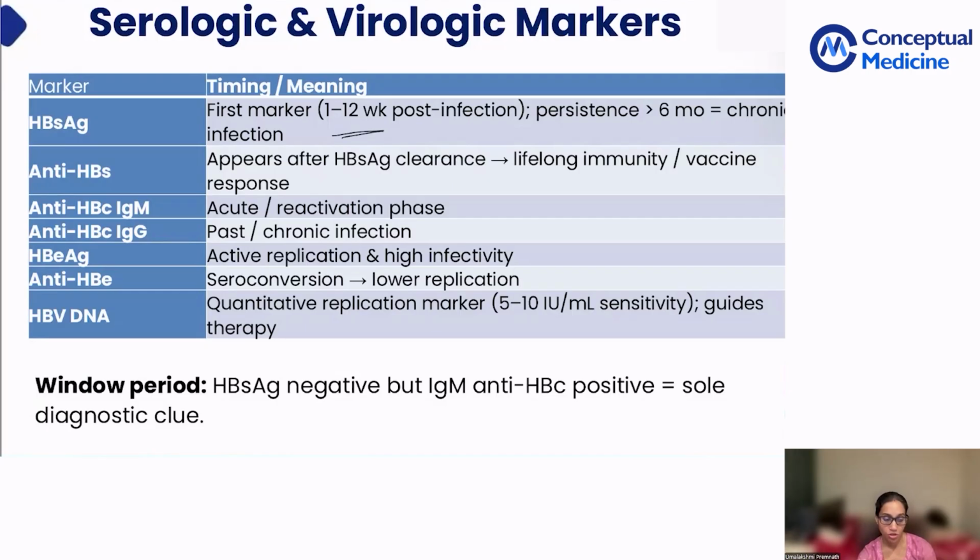This process of HBsAg becoming negative and anti-HBs turning positive is HBs seroconversion. Similarly, when your HBe antigen becomes negative and anti-HBe becomes positive, that is again a seroconversion. When the patient has seroconverted, which means antibodies have formed and there's no more antigen, that is when you say the patient has good protection now. HBV DNA is a quantitative replication marker. 5 to 10 international units per ml is the lowest sensitivity. It guides therapy. It's very important.